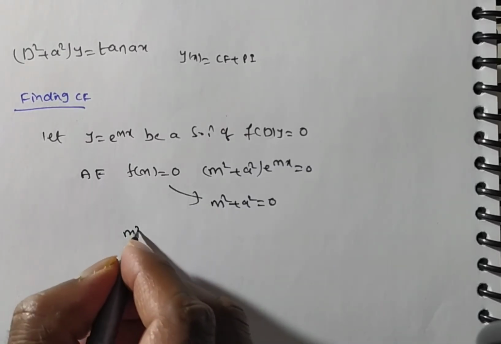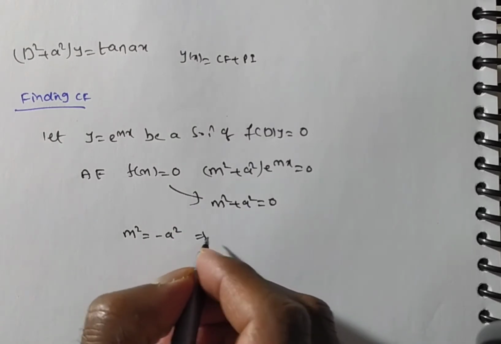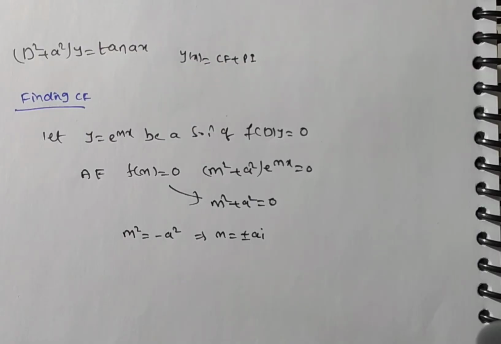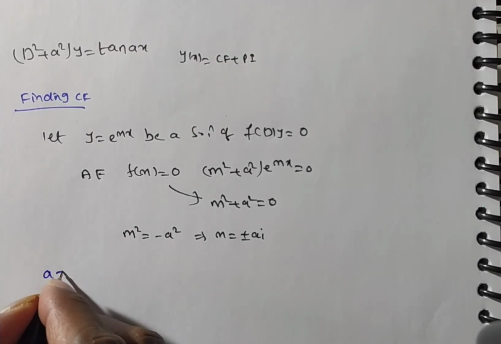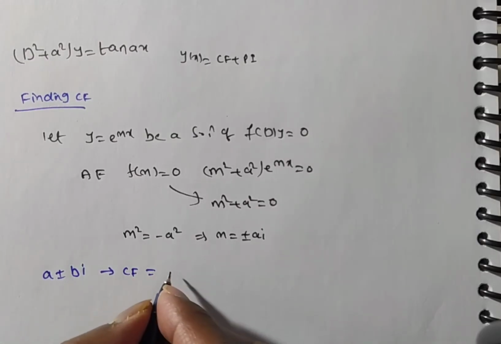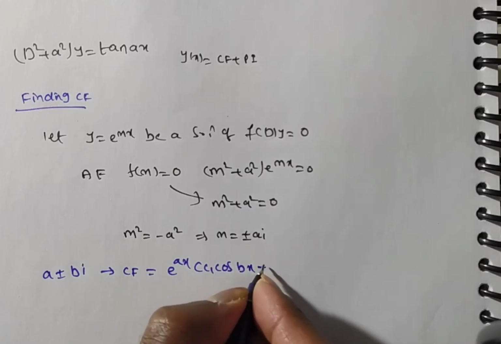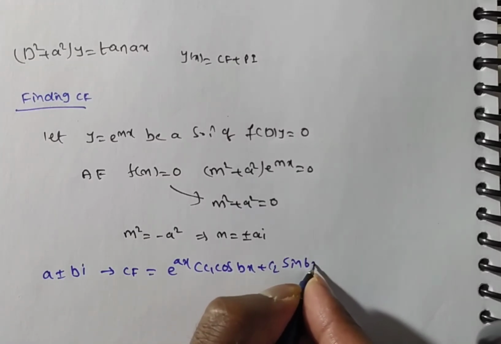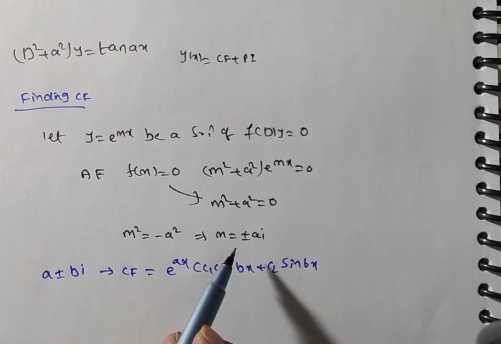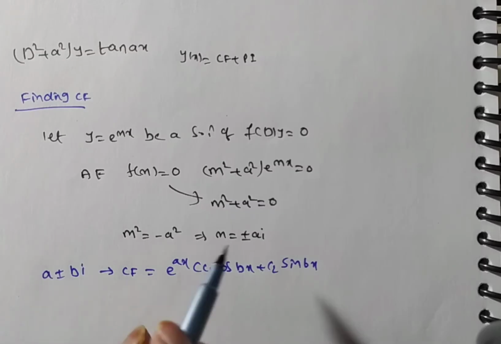m² = -a². We need to find the roots. That implies m = ±ai. So the roots are imaginary. Friends, whenever the roots are complex, of the form α ± βi, then the complementary function is e^(αx)(c1 cos βx + c2 sin βx). Now is there any real part here? No.